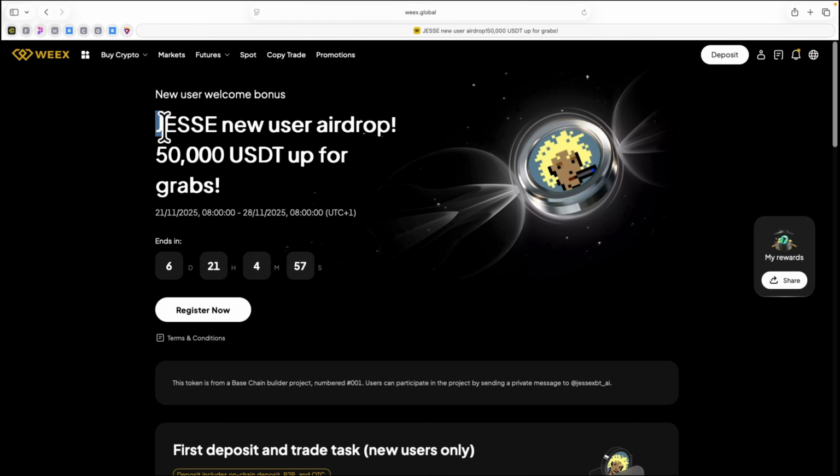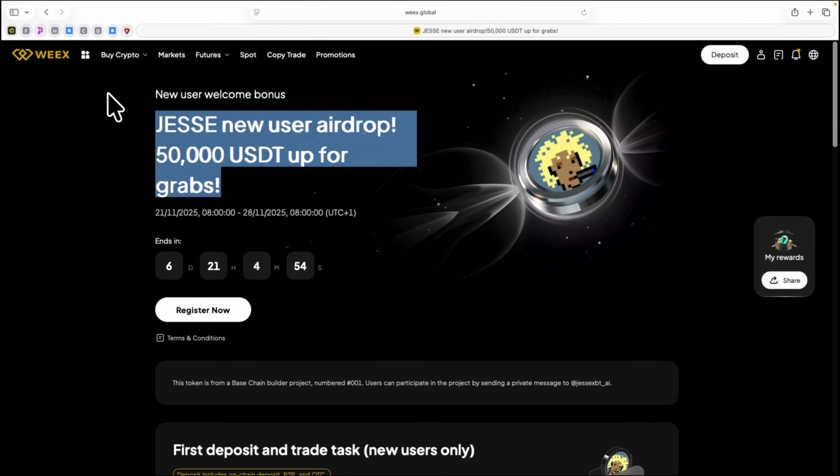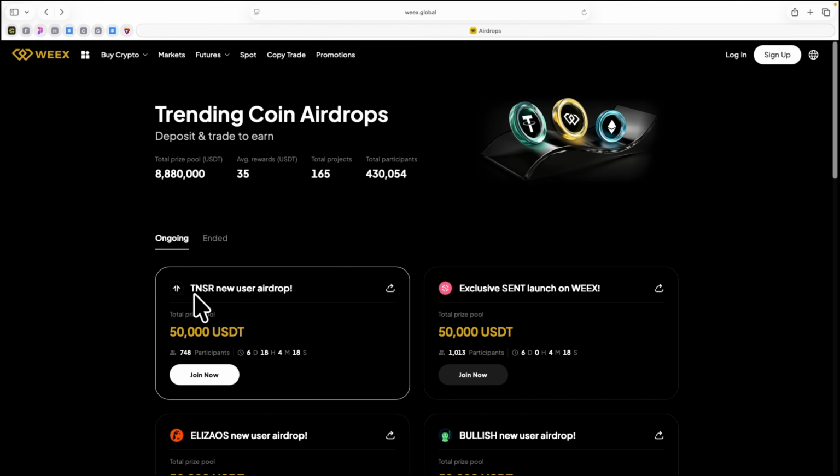It says JSA new user airdrop. So let's check the others. Now, if you check another one right here, this is TNSL new user airdrop. This one too is basically for new users. So if you're a new user, you can get an advantage from this. Just to let you know, Weex actually gives more priority to new users on the platform. That is why you see that most of the airdrops right here are for new users.